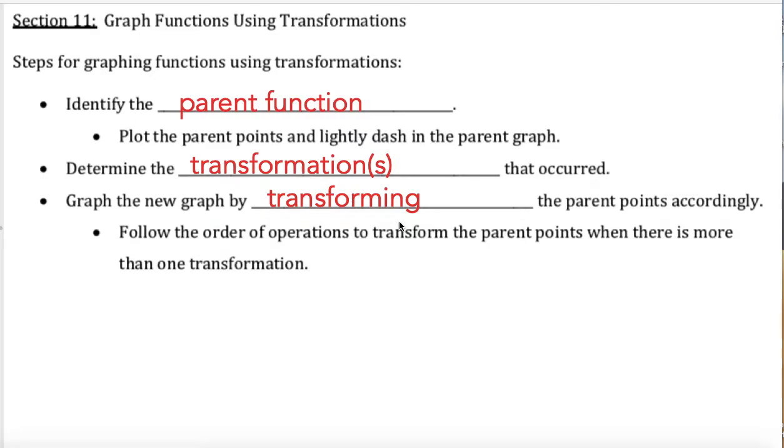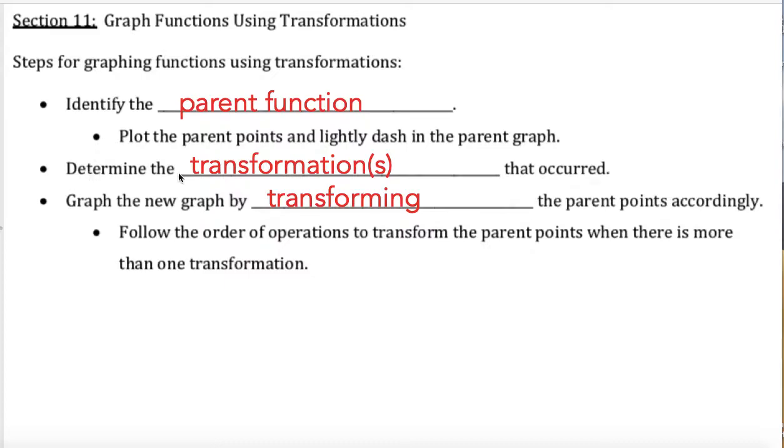This section is how to graph functions using transformations. So here are the steps involved. We want to first identify the parent function, plot the parent points by lightly dashing in the parent graph.